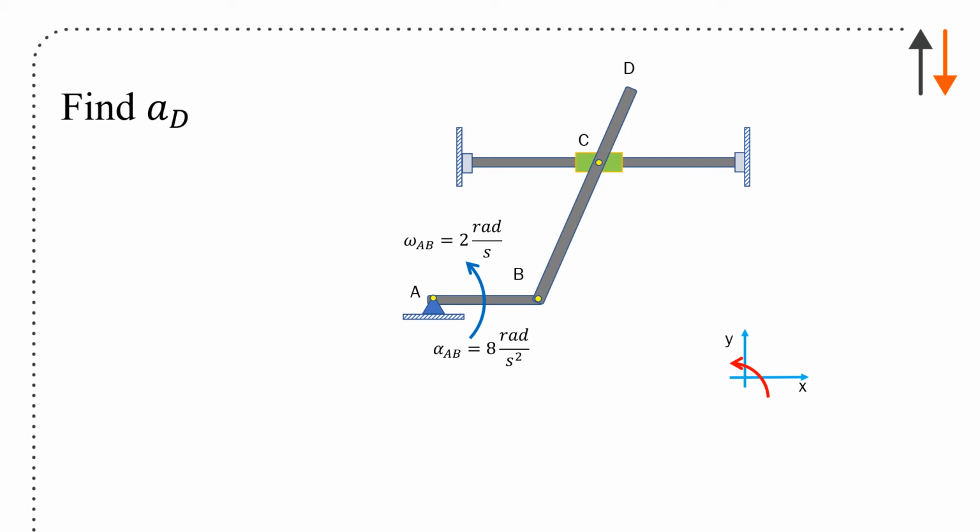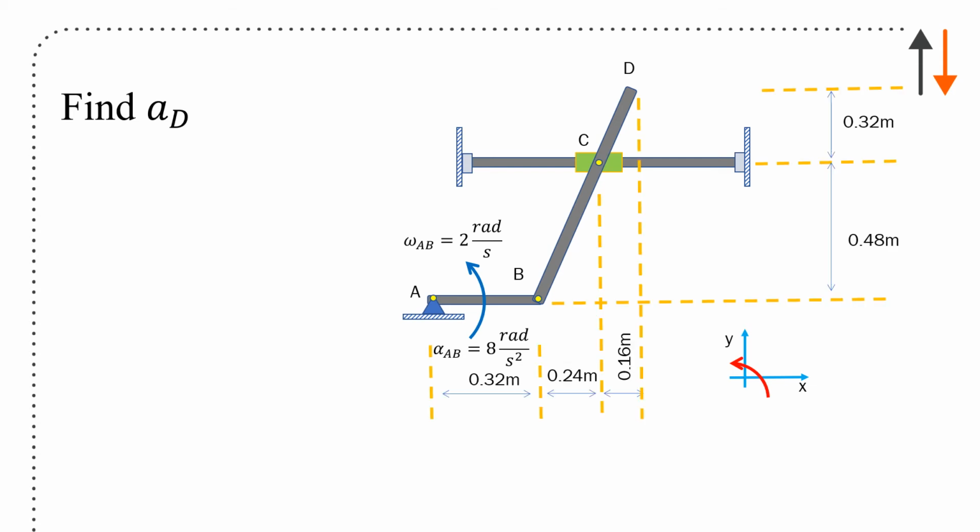I have a slider at C, which is constrained to move left or right. I have a rotating rod at A, with alpha AB of 8 rads per second squared and omega AB of 2 rads per second. Again, I'm being really good here. I'm putting in my coordinate system on each of these plots.